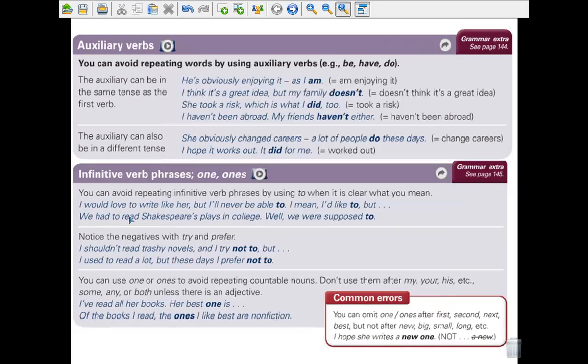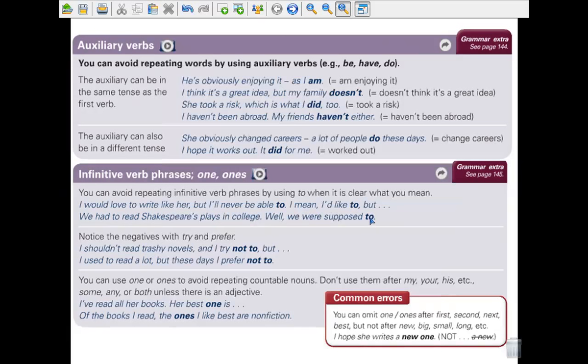So you say, I would love to write like her, but I'll never be able to. I mean, I'd like to, but what can I do? We had to read Shakespeare plays in college. Well, we were supposed to read Shakespeare's plays in college. Okay, it's not necessary to repeat everything. So if I stop at "to," it's okay.